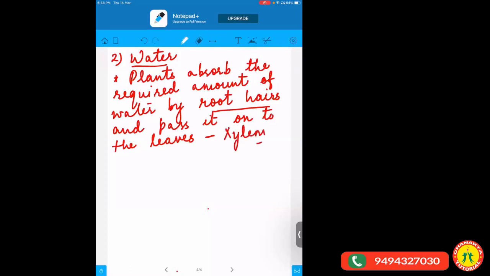So water is again a very important raw material. The plants absorb it through the root hairs, and from the roots, they pass it to the leaves with the help of the xylem tissue. If they ask you the name of the tissue, you should write xylem.